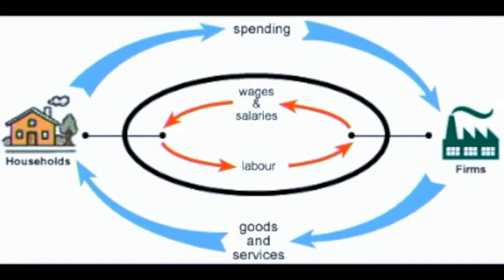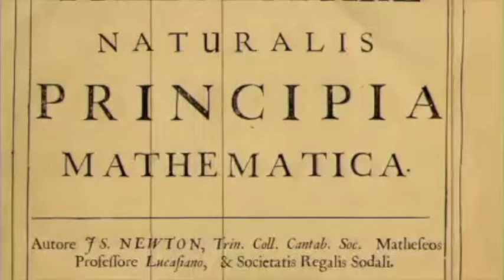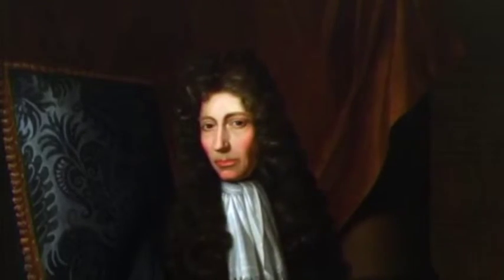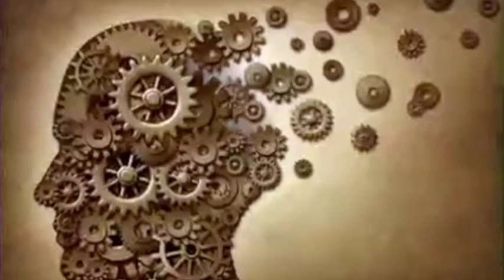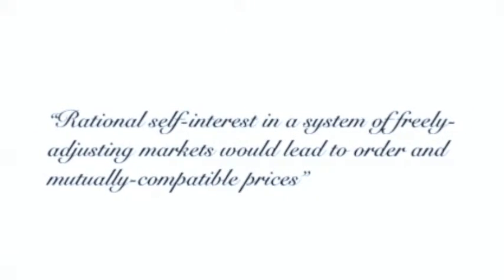Other scientific advances were aiding economists in their own ideas. Both Newton's and Robert Boyle's work spurred the advancement of economic thought. Richard Cantillon consciously imitated Newton's forces of inertia and gravity in the natural world with human reason and market competition in the economic world. And he argued rational self-interest in a system of freely adjusting markets would lead to order and mutually compatible prices.